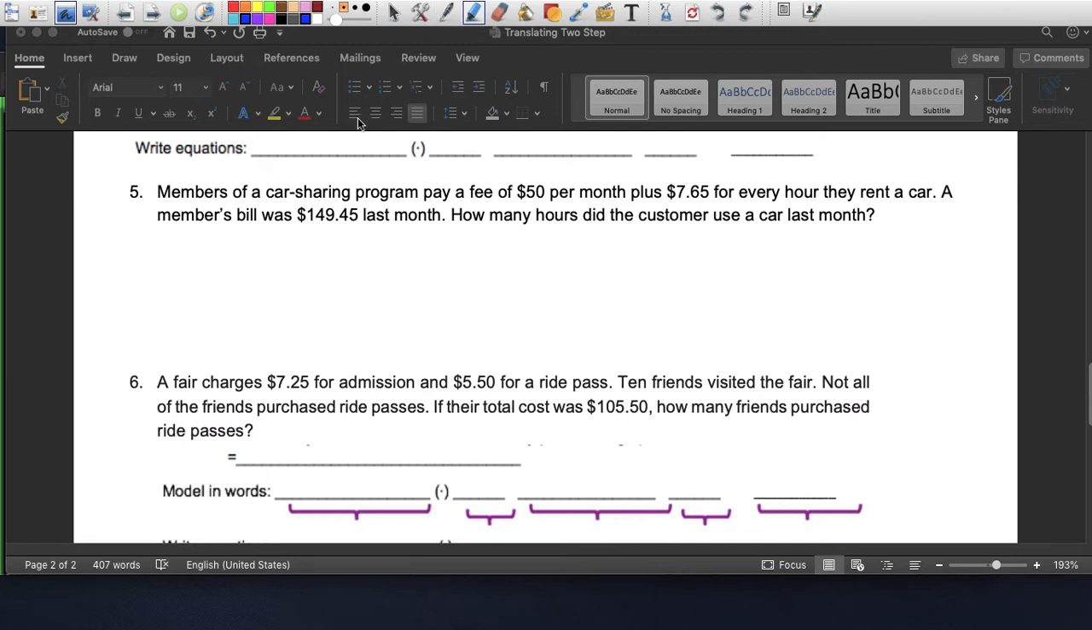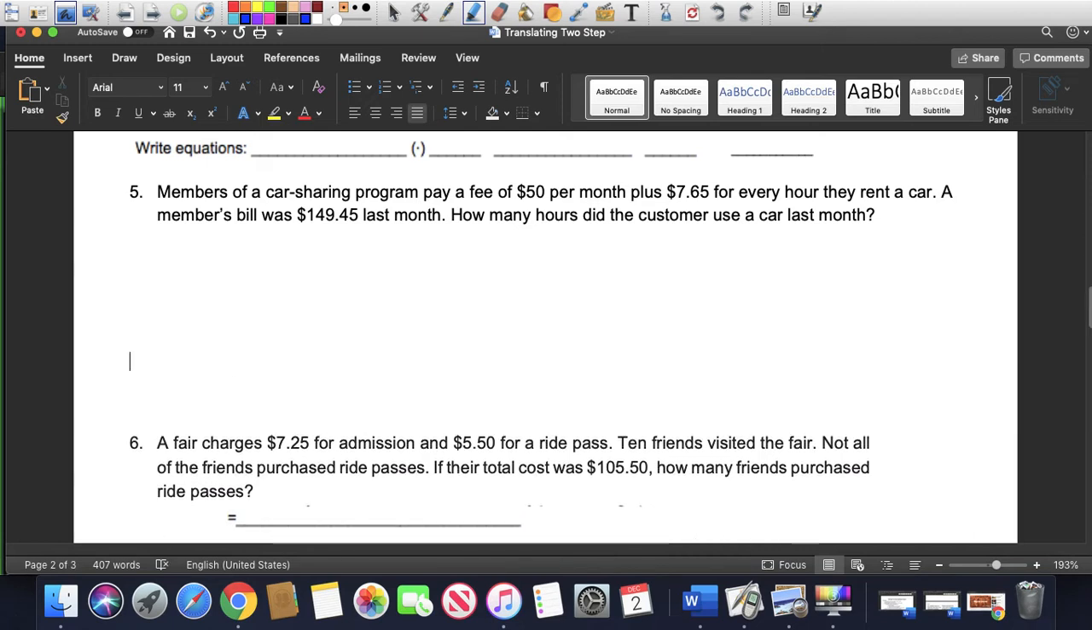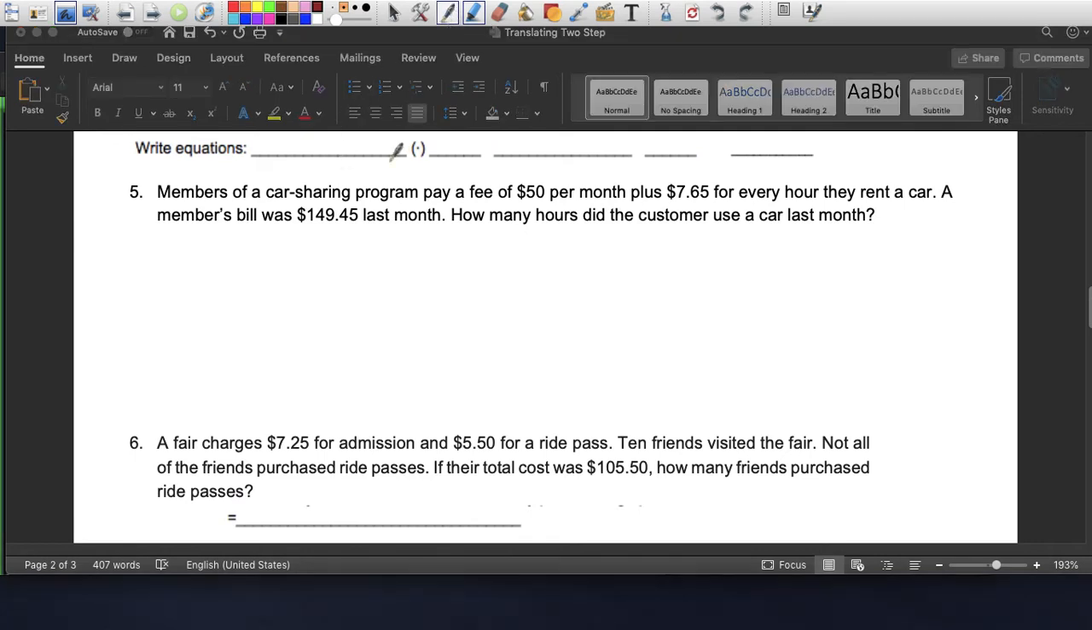Number 5 says you are a member of a car sharing program and pay a fee of $50 per month plus $7.65 for every hour you rent a car. If a member's bill was $149.45, how many hours did he use the car last month? Remember, you're going to pay $50 no matter what, and that $50 gives you the right to rent a car. But once you hop into the car, you also have to pay $7.65 for every hour.